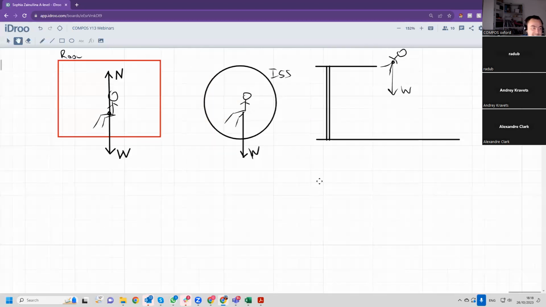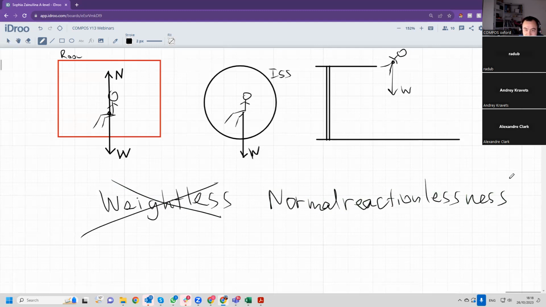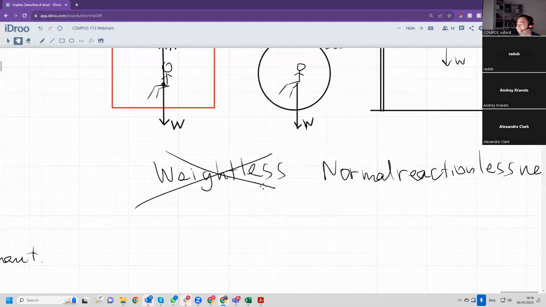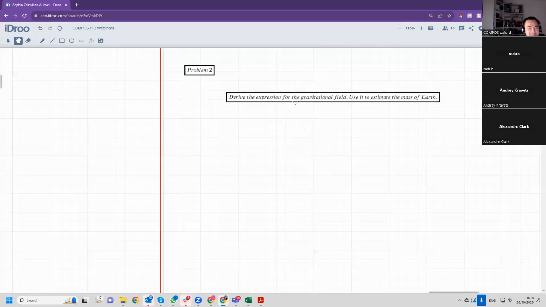So weightlessness is not the correct term. It's normal reactionlessness. And it's a copyright by Vlad. Okay, anyways, let's move on.